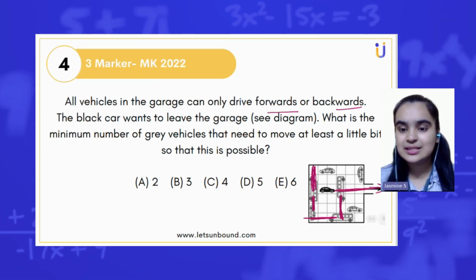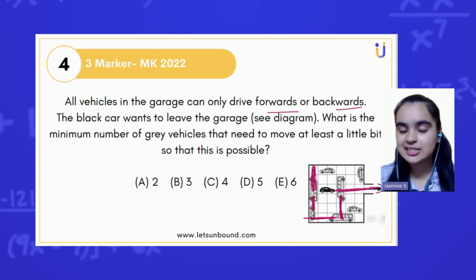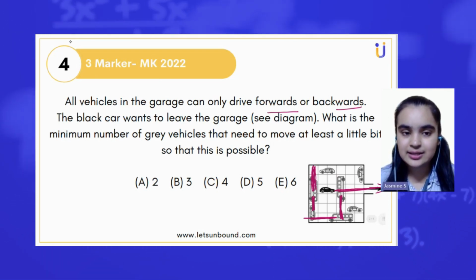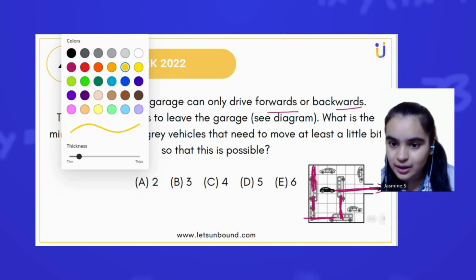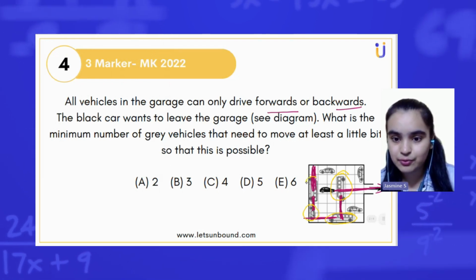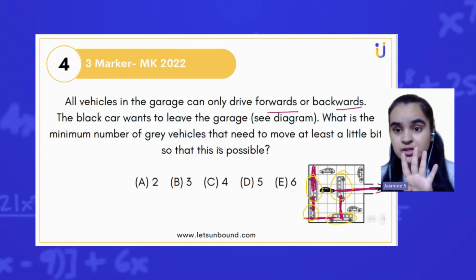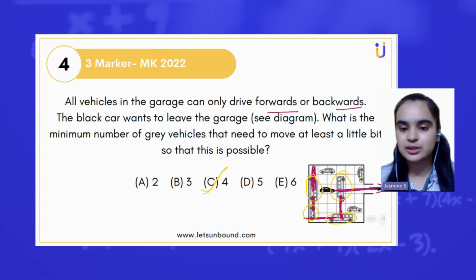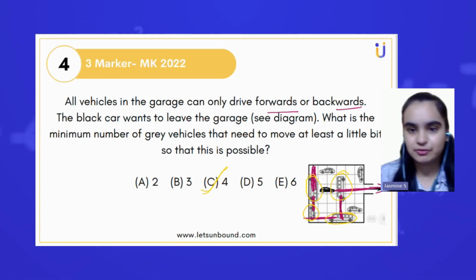So what is the answer? What is the minimum number of gray cars that we have moved? Number 1 is this. Number 2 is this. Number 3 is this. And number 4 is this. So in total, we can move 4 cars, 4 vehicles actually, to move that black car out of the garage.